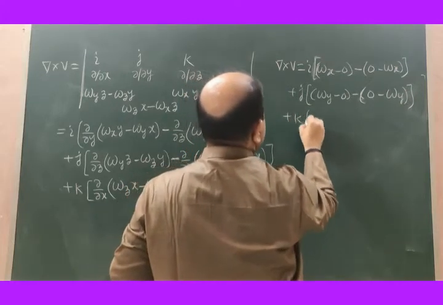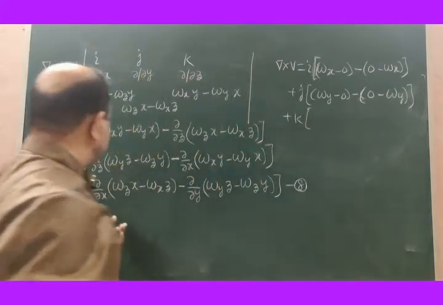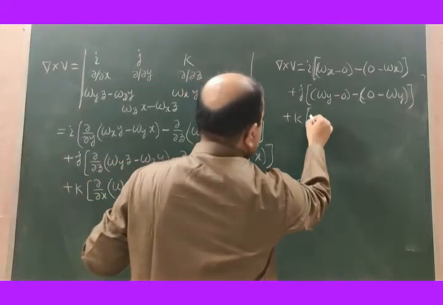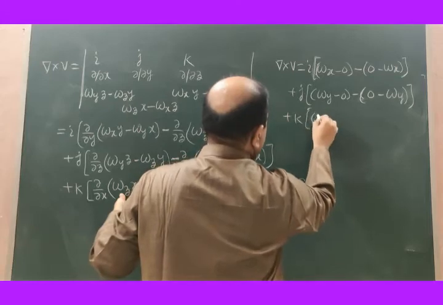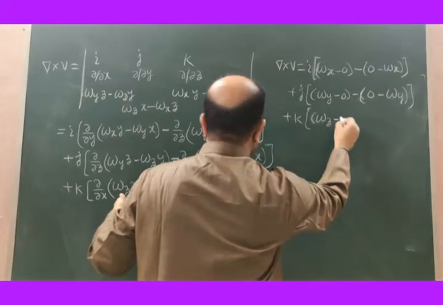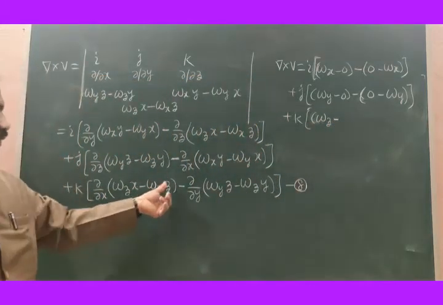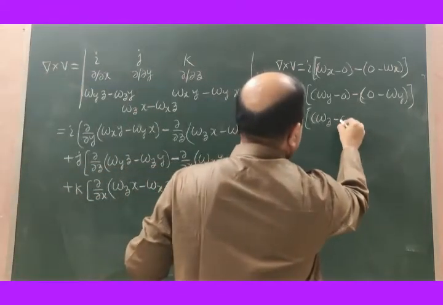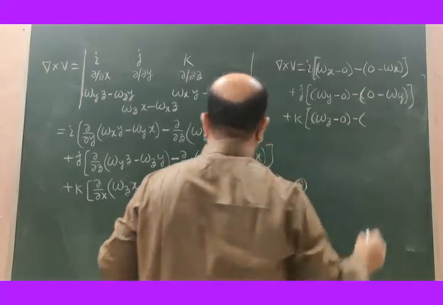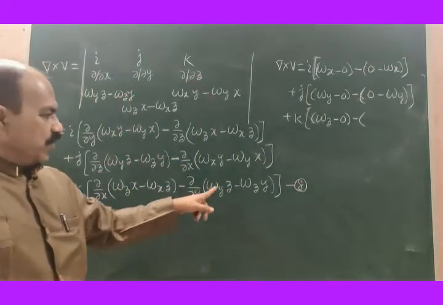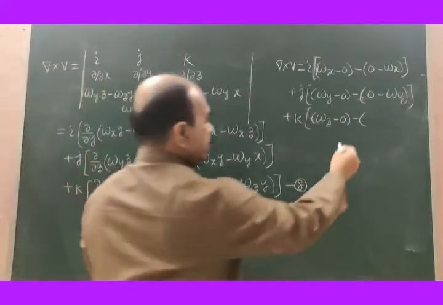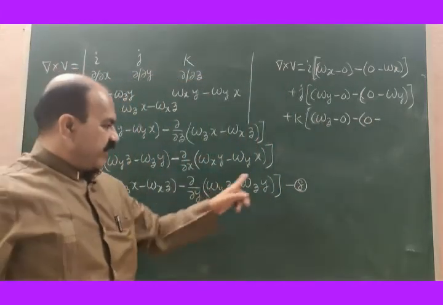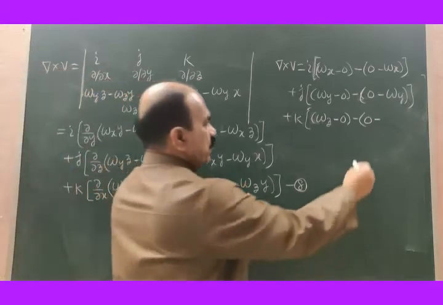Plus k times dou x by dou x, omega z, minus dou z by dou x, 0, so it will be 0, minus dou z by dou y, 0, minus dou y by dou y, 1, what left, omega z.